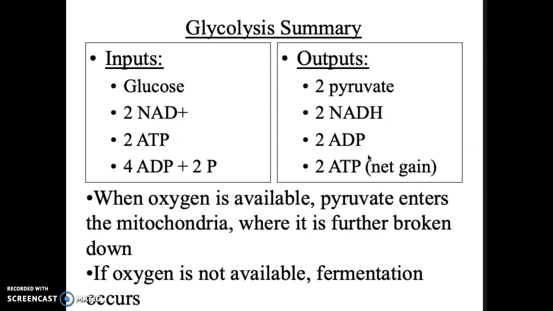So we get a little bit of ATP out of glycolysis, but the big thing that we're going to get are these pyruvates and this NADH, which we're going to then send to the next step or the next process within cell respiration. Remember I said it's four reactions. I just took you through reaction one. I'm going to take you through reaction two.